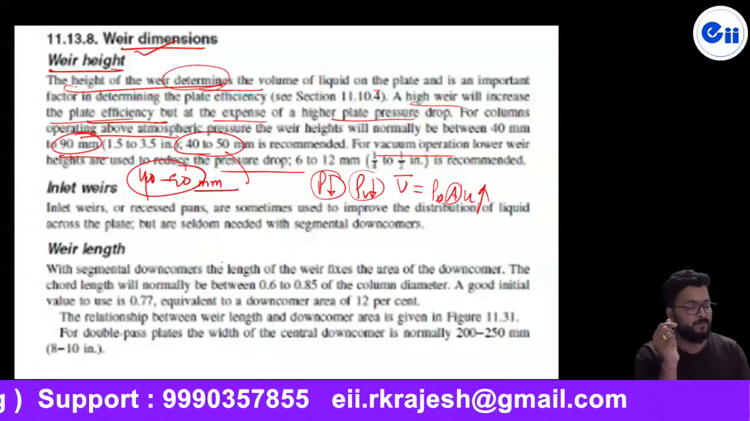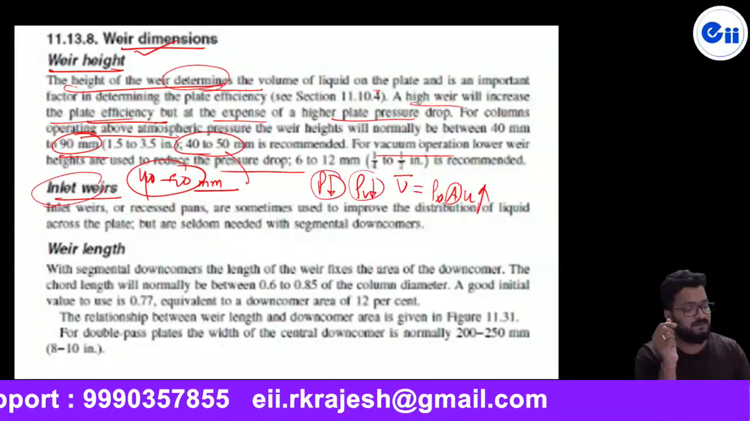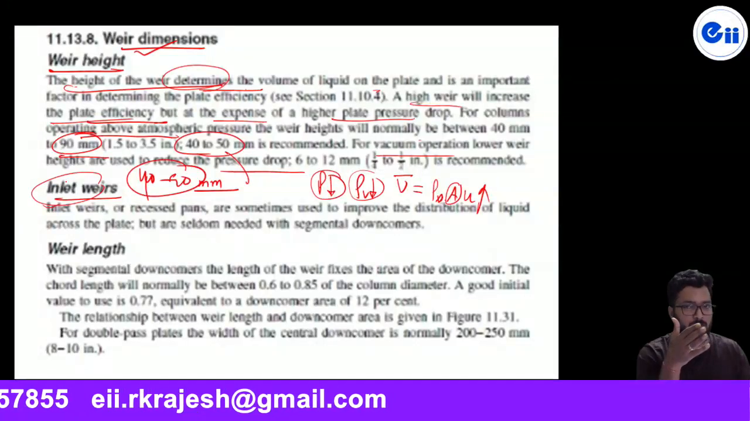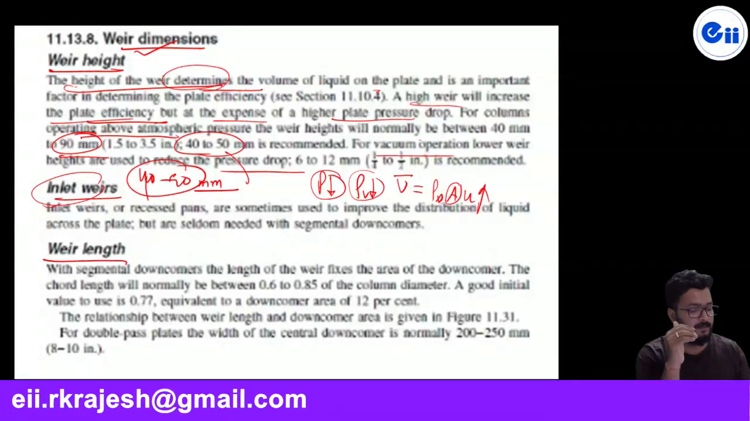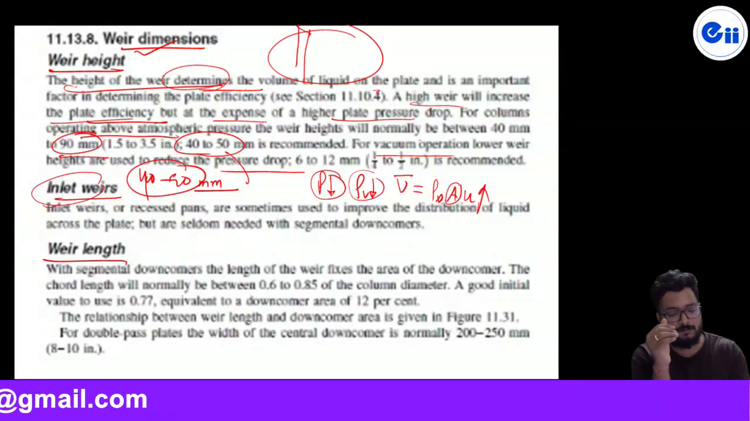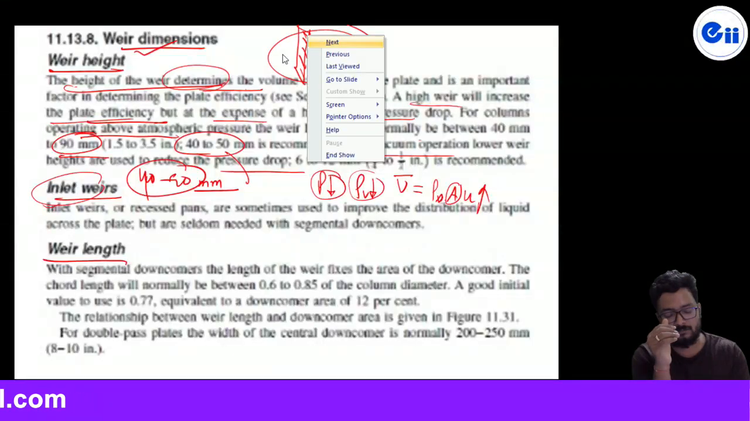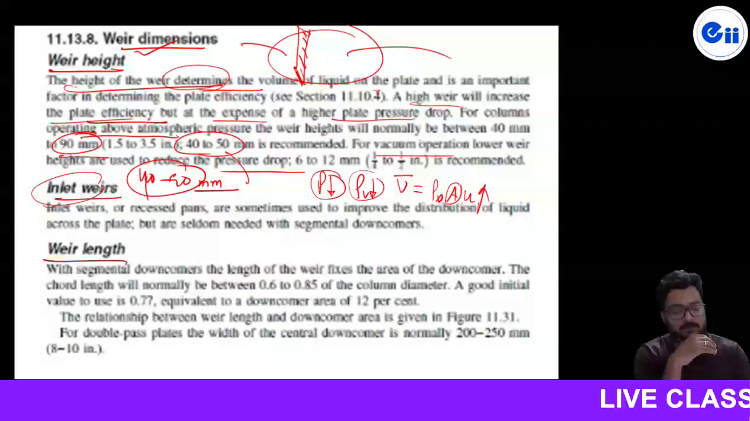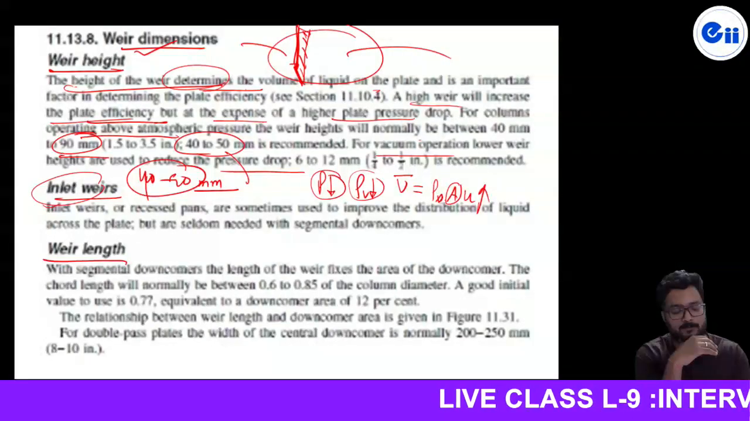The main thing is that the inlet weir is not as important. It's very simple and small. In some cases we are not going to use inlet weirs. We have weir length. As I told you, the stage is there, and this is your downcomer area, that is the perforation area, and that is your weir height, and above this weir crest height is also there, and this length is called the weir length, LW.